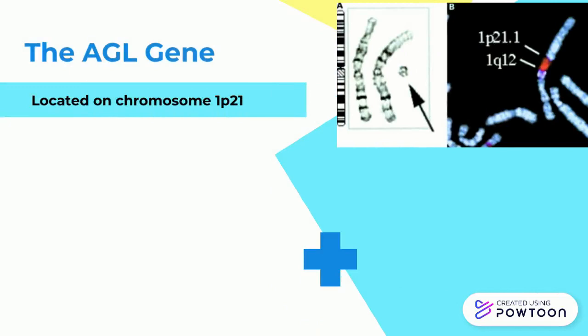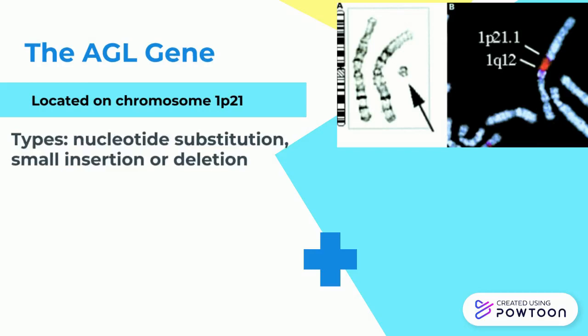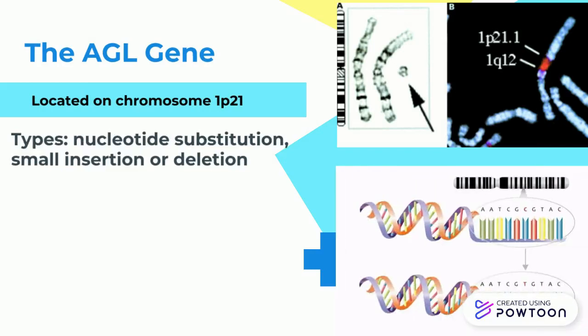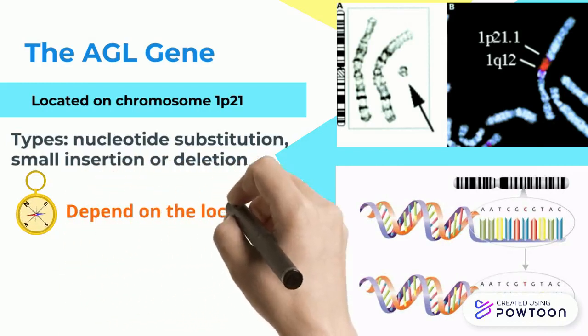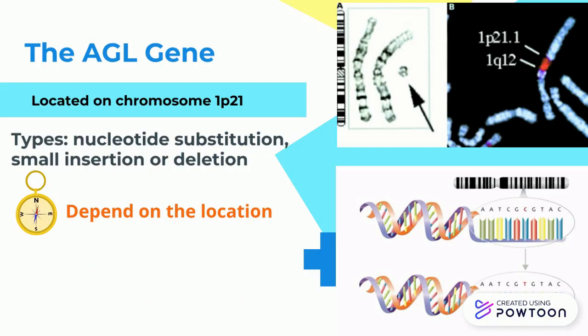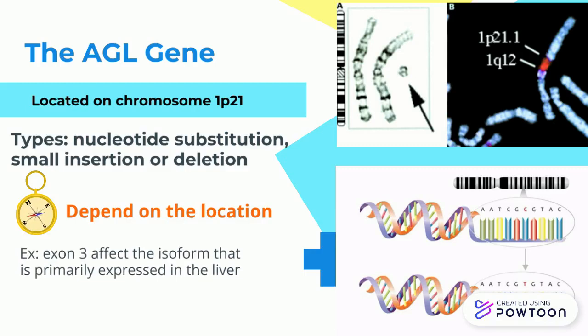GSD3 is the result of a mutation in the AGL gene that is located on chromosome 1p21. The AGL gene is responsible for the production of the debranching enzyme. Most of the mutations are caused by a nucleotide substitution or small insertion or deletion. Mutations in the AGL gene can affect different isoforms of the enzyme depending on the location. For example, mutations can occur in a part of the AGL gene called exon 3, which affects the isoform that is primarily expressed in the liver.